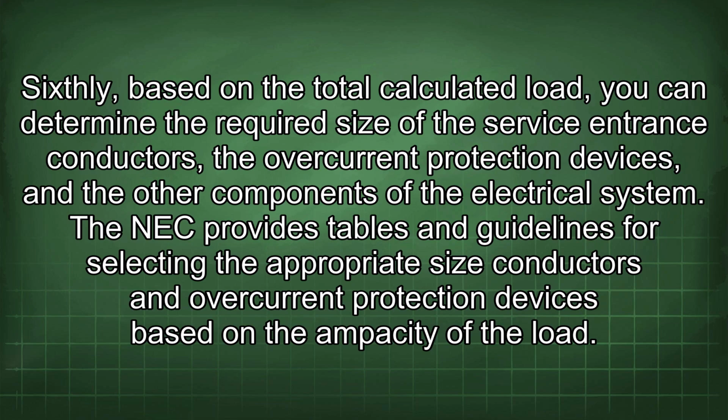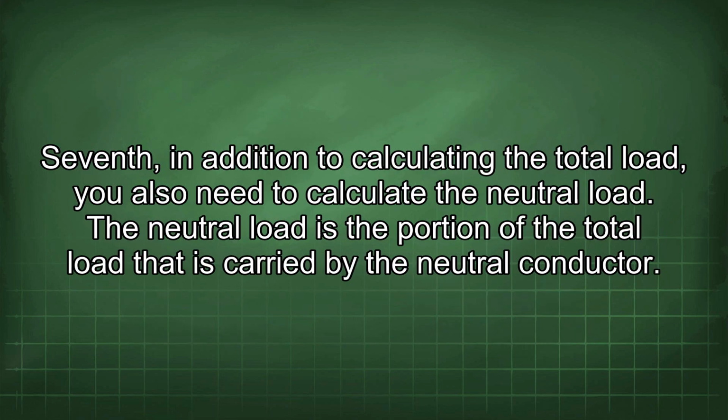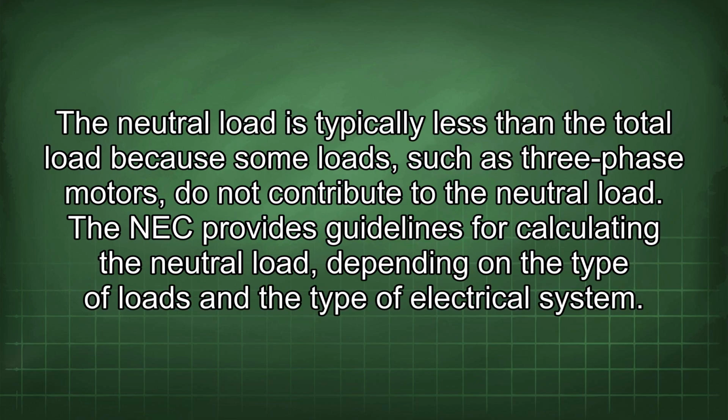The NEC provides tables and guidelines for selecting the appropriate size conductors and overcurrent protection devices based on the ampacity of the load. Seventh, in addition to calculating the total load, you also need to calculate the neutral load. The neutral load is the portion of the total load that is carried by the neutral conductor. The neutral load is typically less than the total load because some loads, such as three-phase motors, do not contribute to the neutral load. The NEC provides guidelines for calculating the neutral load, depending on the type of loads and the type of electrical system.